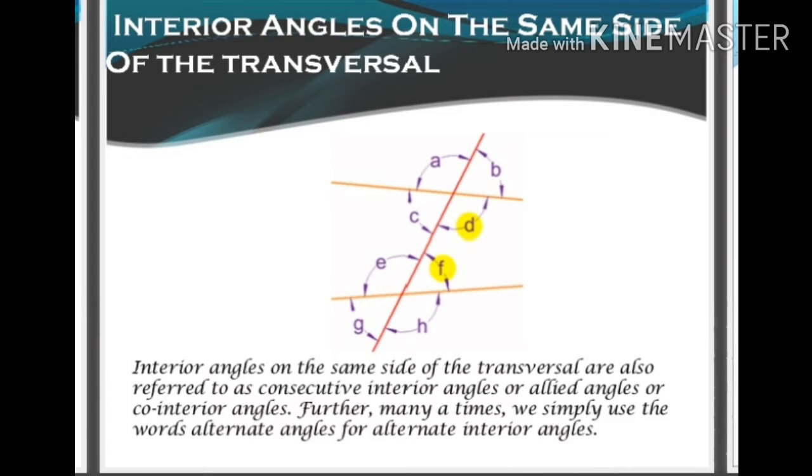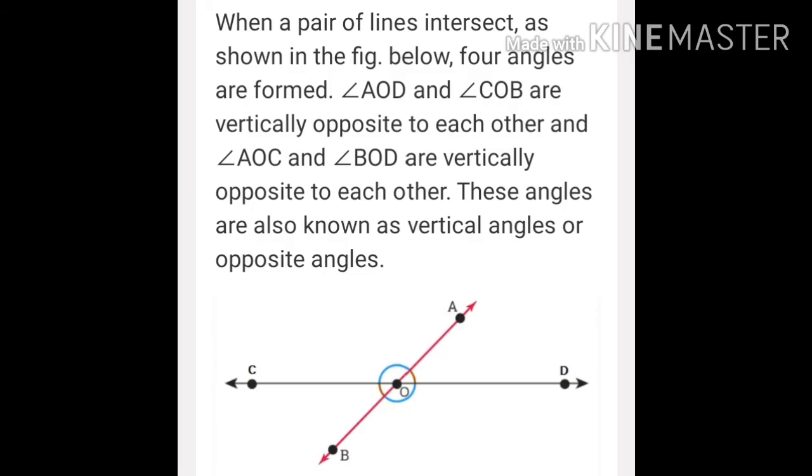Further, many times we simply use the words alternate angles for alternate interior angles. But for co-interior angles, we are going to show it as D and F and C and E. Both these pairs you can consider as interior angles, co-interior angles.